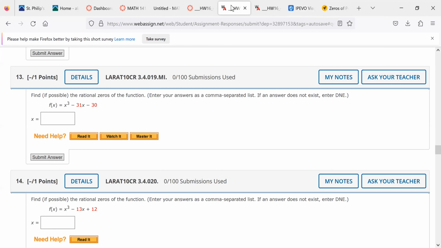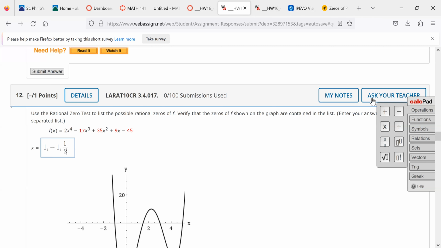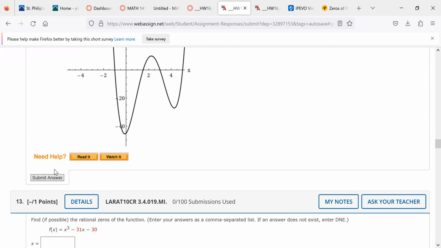Well, they want us to write the list of possible zeros, so I'm pretty sure we would write all of these with commas. Like 1, comma, -1, comma, etc. Yeah, I know, this one just happens to have a lot of them. So let's get it wrong on purpose so we can see what the answer looks like. Make sure I'm not lying to you.